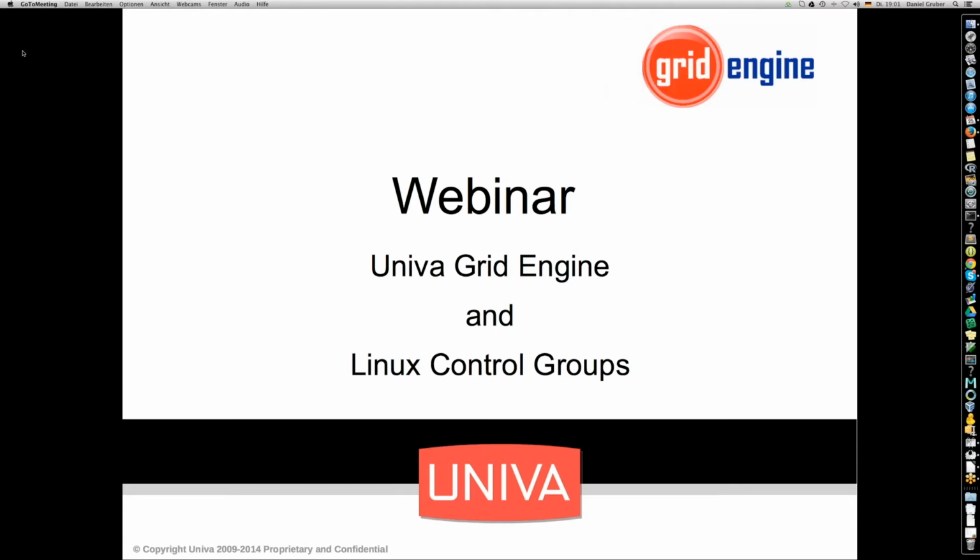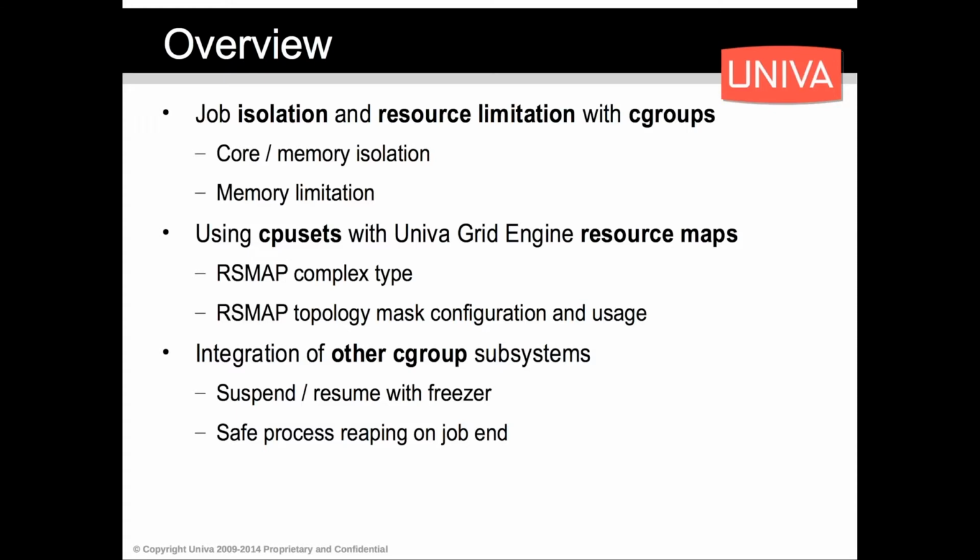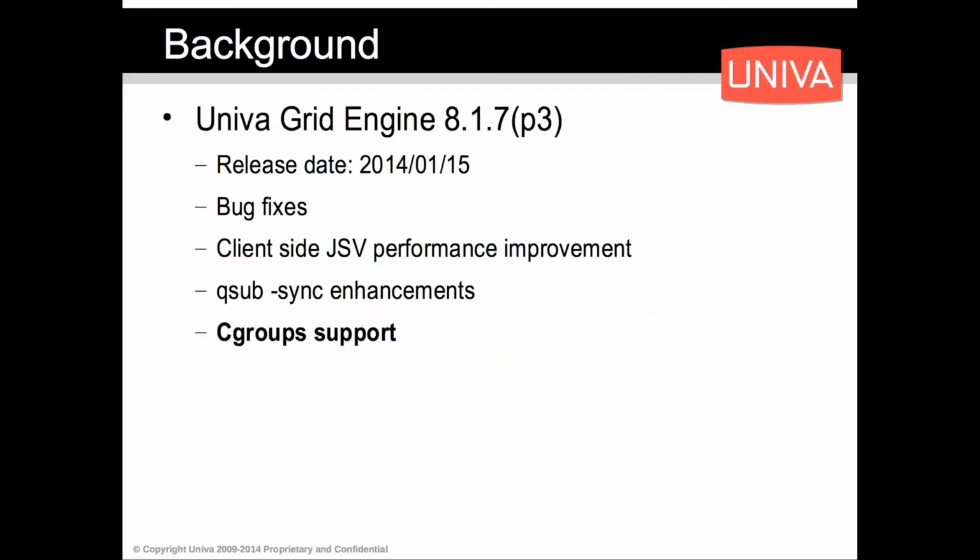In January 2014, we released Univa Grid Engine 8.1.7, which contains, besides bug fixes, also client-side JSV performance improvements and qsub -sync enhancements. Also, we have introduced a new feature called cgroup support. This webinar is about how cgroup support is integrated and can be used in Grid Engine.